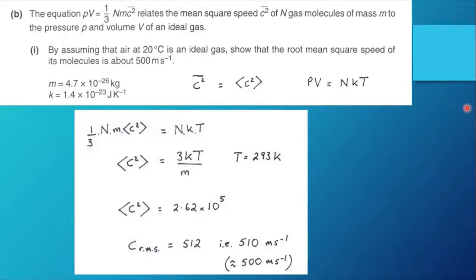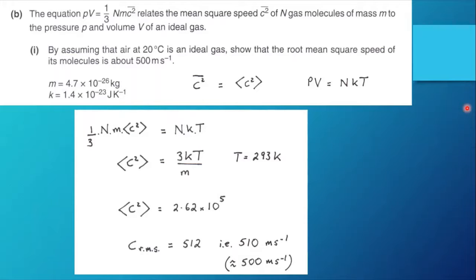So, PV equals 1/3 N m c squared, which is NkT. So c squared is 3kT over m. Temperature, we need to be working in Kelvin, so I've done the conversion for you, 293 Kelvin. So c squared, putting everything in, works out to be 2.62 times 10 to the 5. Get the square root of that, and it's about 512, let's call it 510 meters per second, not having too many significant figures, which is close to our 500 meters per second.